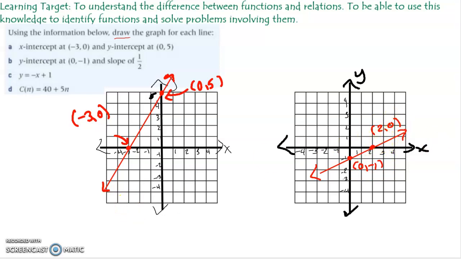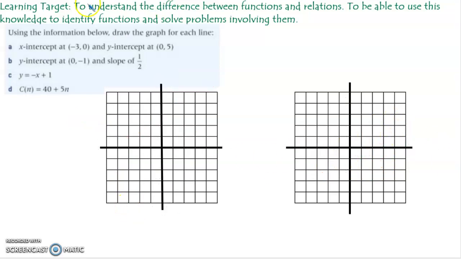Okay. So then we're going to be moving on here onto C and D. So C, this is in slope-intercept form. So just remember y equals mx plus b. b is the y-intercept. So we're going to be crossing at +1.